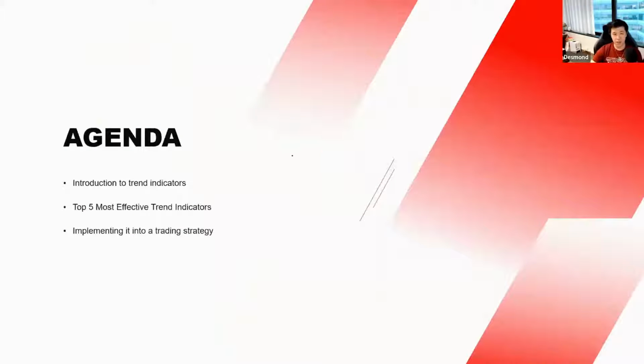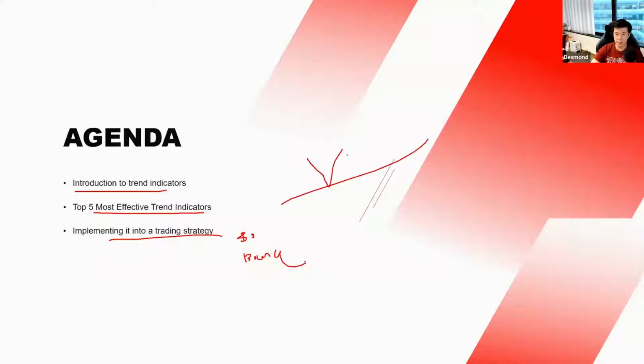Now the agenda for today, I'm going to talk a little bit about trend indicators. We're going to look at the 5 most effective trend indicators. I'll talk about implementing them into a strategy. How do you play the breakouts and how do you play the bounce, the reversals rather. Just so that we're on the same page, breakouts are when price breaks out of a certain level, and a bounce is when price bounces up from here.